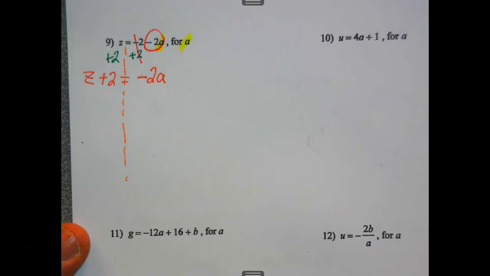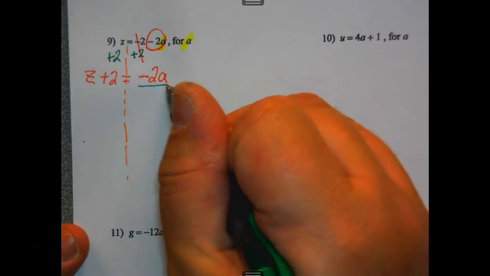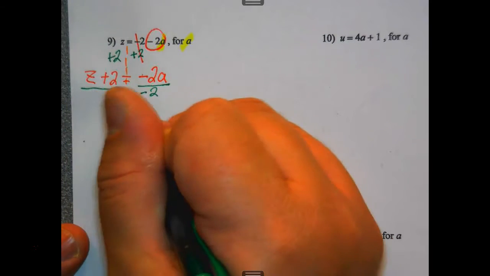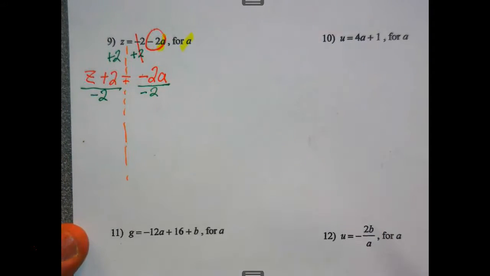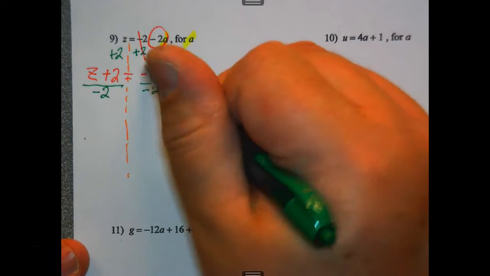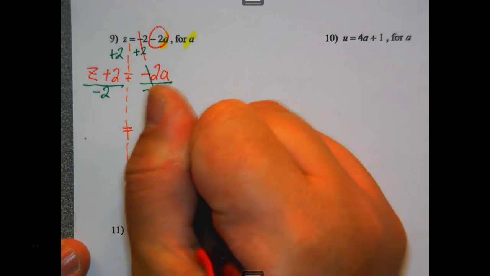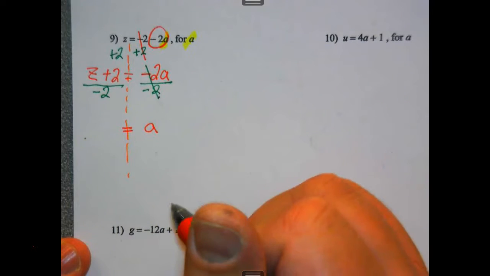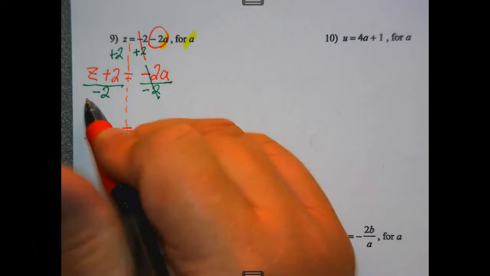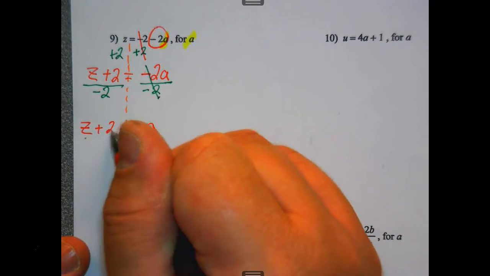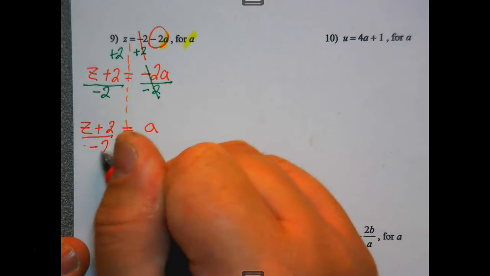Get a by itself. Divide by -2. Now I have to divide the whole thing by -2. I get a by itself. And I get this whole big mess over here: z plus 2 divided by -2.